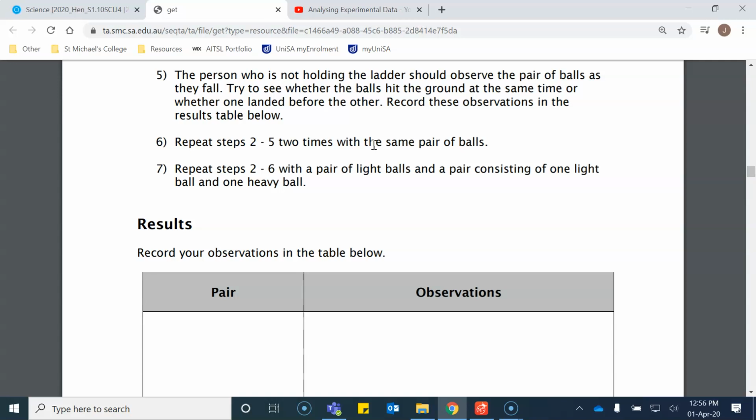Obviously, as we're dropping the balls off the balcony, make sure that people are well away from us. No one, people passing by. If you see someone coming, just don't do the test until they're out of your way.